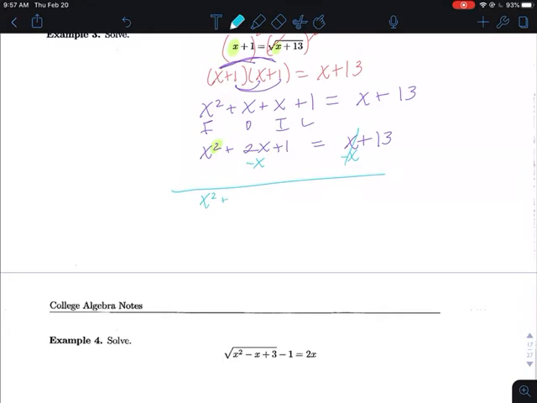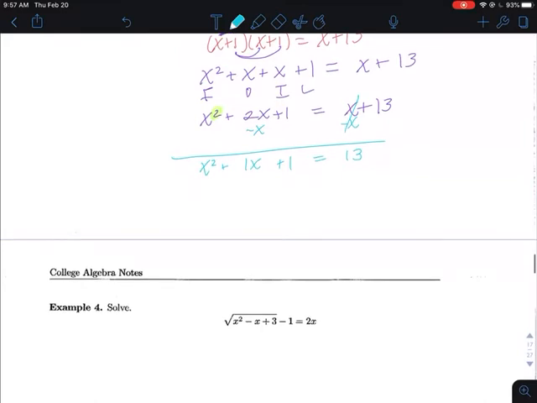That leaves me with x squared plus 1x in the middle plus 1 equals 13. You also want to get rid of this 13 over here because you want it to be 0. So I'm going to subtract 13 from both sides. So I get x squared plus 1x minus 12 equals 0. And then you want to factor and solve. Hopefully this factors nicely for us.